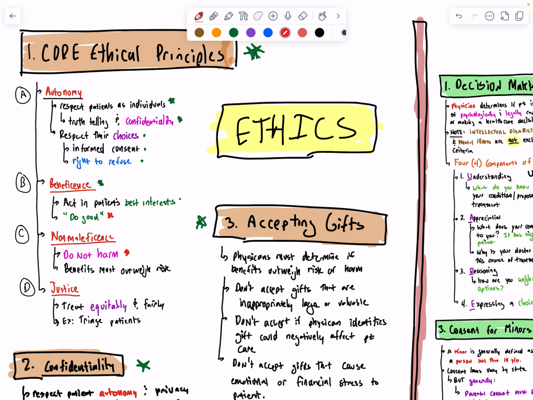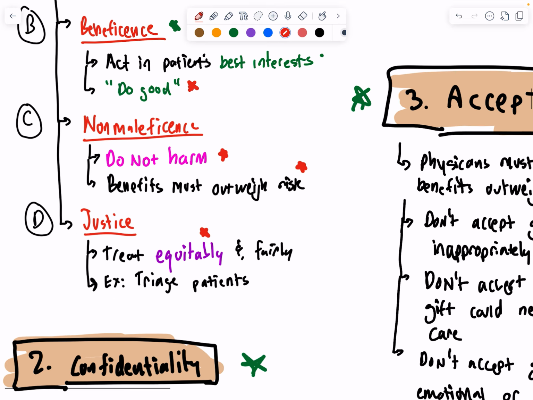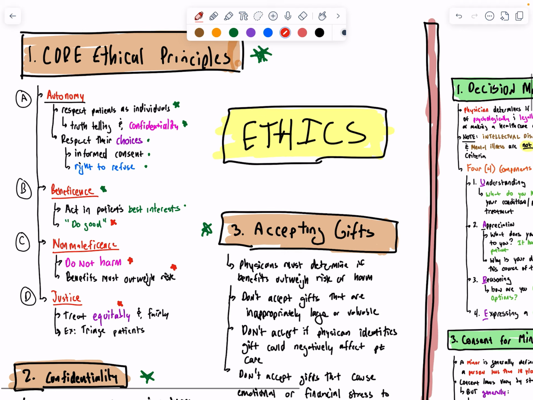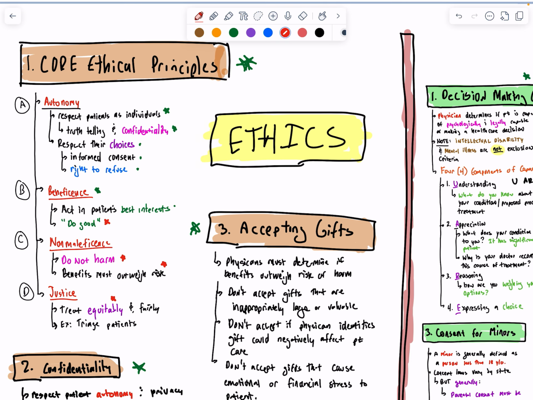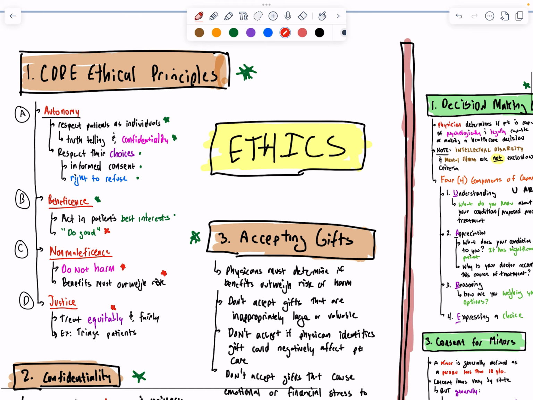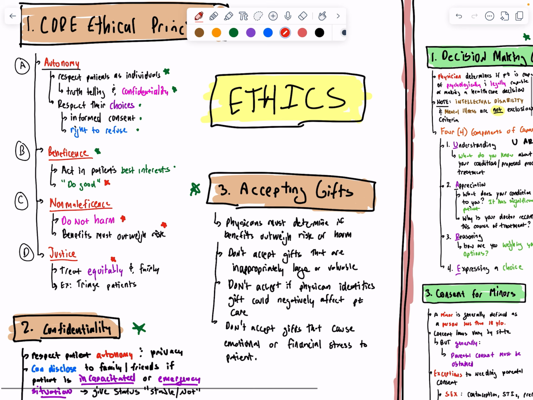Non-maleficence is the principle that really just means do not harm. The benefits of any particular intervention, treatment, care must outweigh the risks of harming the patient. And then finally, we have the principle of justice, which is to treat patients equitably and fairly. So triage patients, say you're working in an ED, you have an elderly man who is having a myocardial infarction versus somebody who's in there for a little bit of joint pain. You would treat the person with the MI first and then get to the non-life-threatening joint pain.